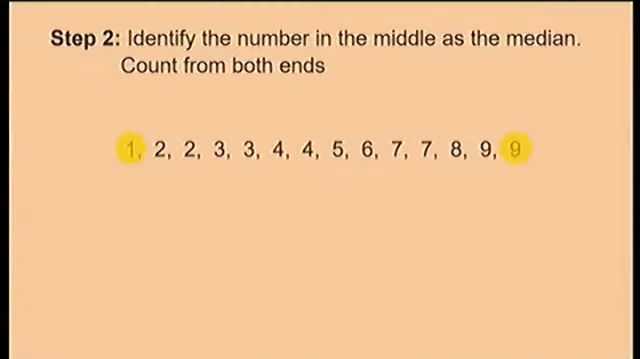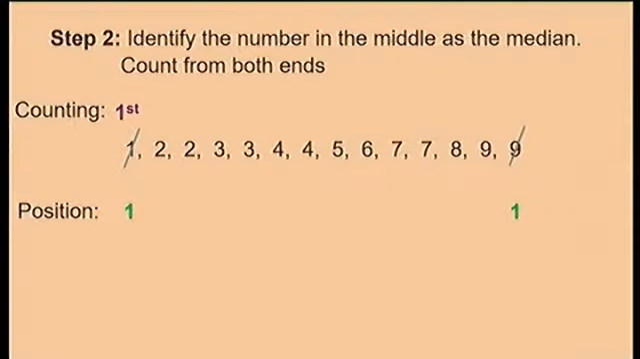So from either side, we shall determine the positions. So you can use increasing or decreasing order. So we start. Our first position is 1. Our next number is 2, which is in the second position. Our next number is 3, which is in the third position. Counting from either side, 8 is in the third position from the highest. 7 is in the fourth position from the highest.